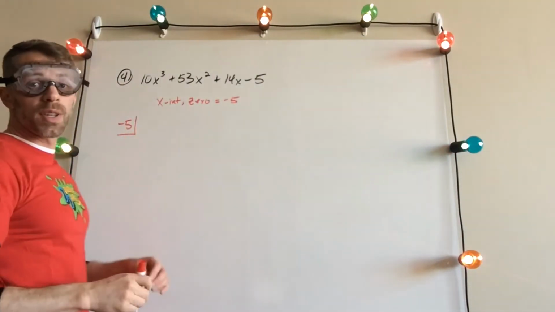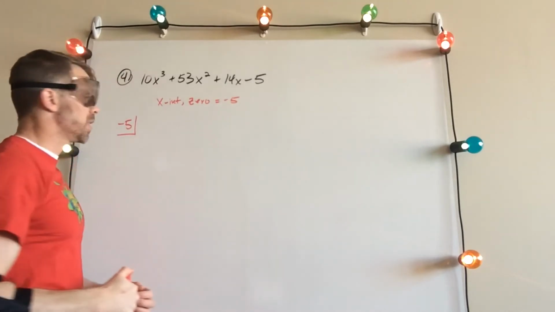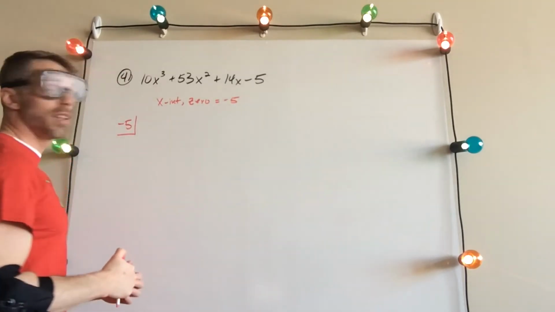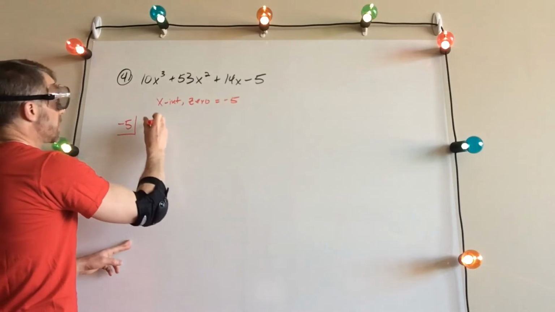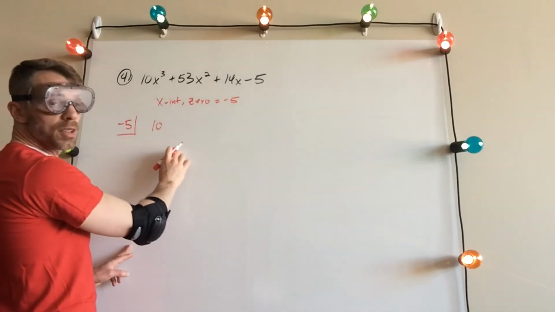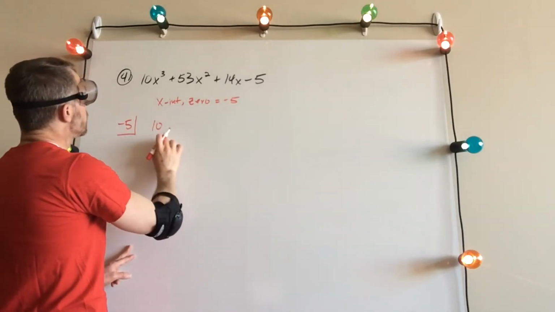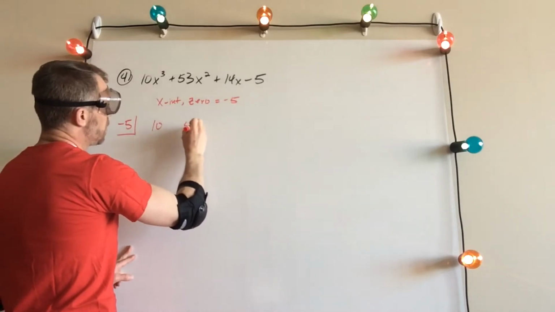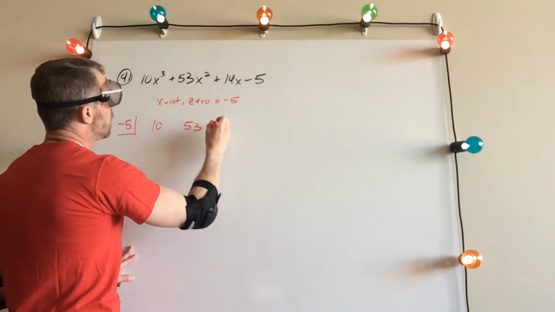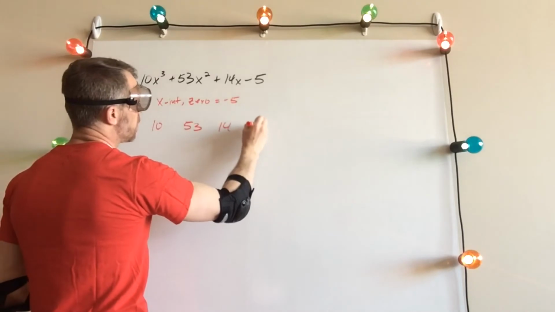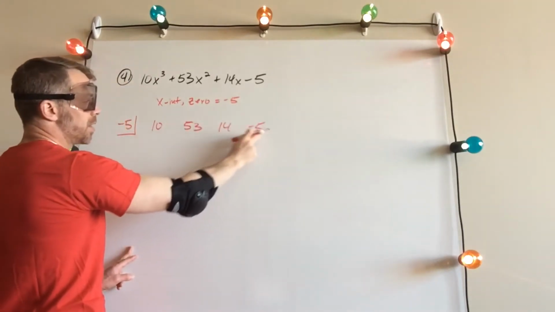All right, so when we do our synthetic division, we haven't done that in a while, you put the 0 in the little box. You bring down all of your coefficients, making sure every degree is represented. 10, 3, 14, and -5. Cubic, quadratic, linear, and constant.